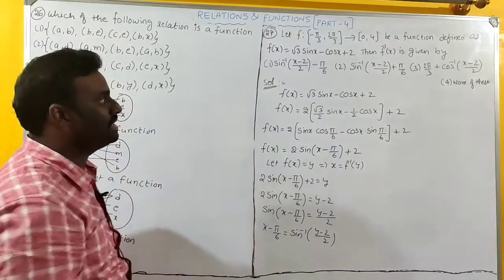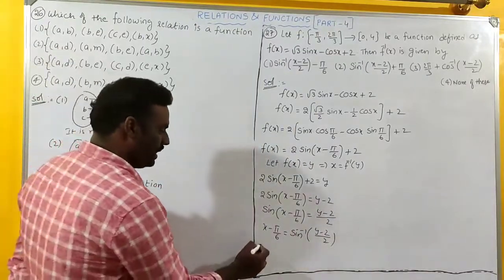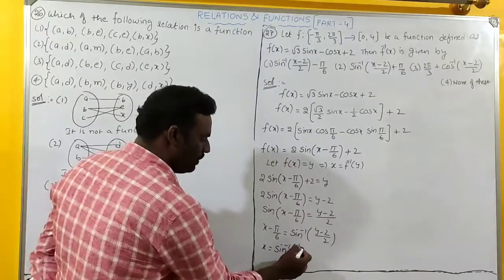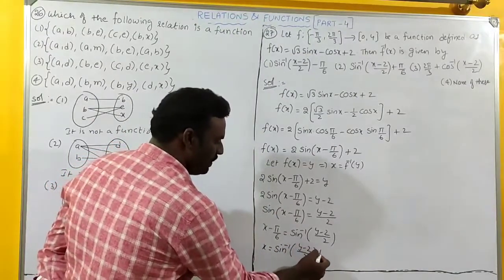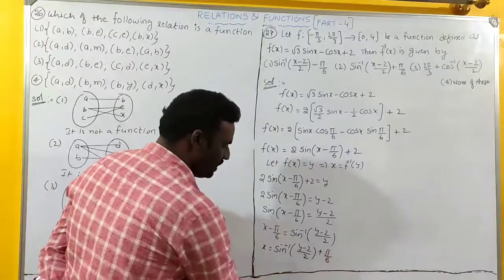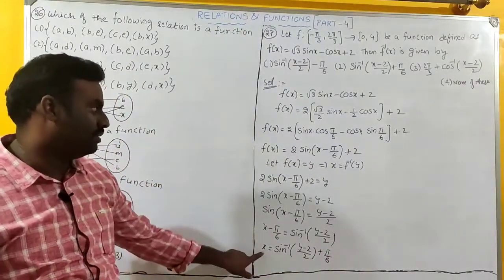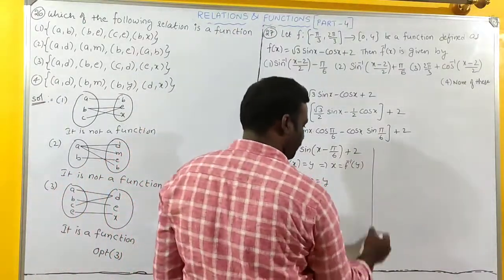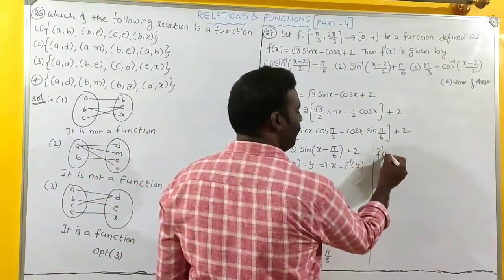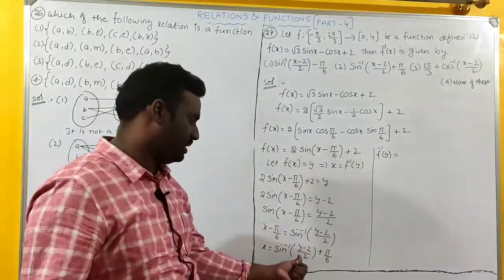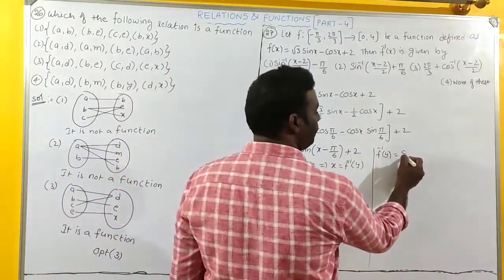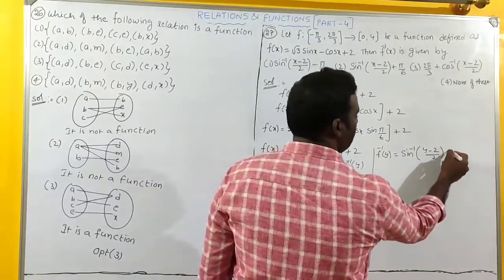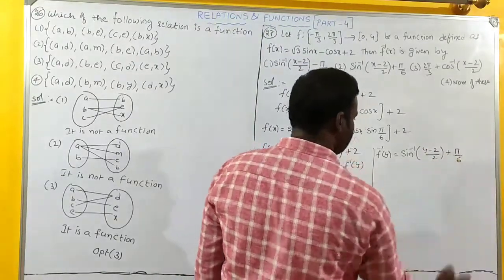Send minus pi by 6 to that side. Then x is equal to sin inverse of y minus 2 by 2, plus pi by 6. This is the x value. But x is nothing but what? F inverse of y. Therefore, f inverse of y equals what we got: sin inverse of y minus 2 by 2 plus pi by 6.